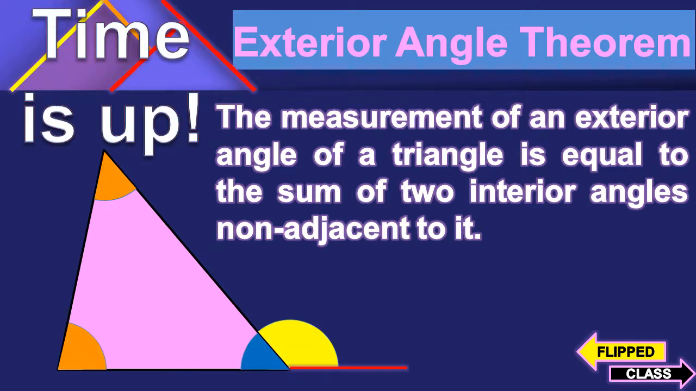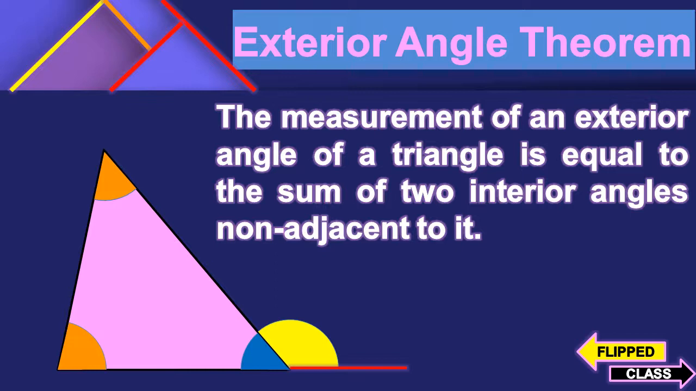Okay, time is up. Again, we need to show that the exterior angle, which is the yellow one, is equal to the sum of the other two interior angles. Take note that the yellow and the blue angles here are forming a linear pair, and they must sum up to 180 degrees. Aside from this fact, we also know that the sum of the interior angles of a triangle, the two orange colored angles and the blue one, must sum up to 180 degrees.